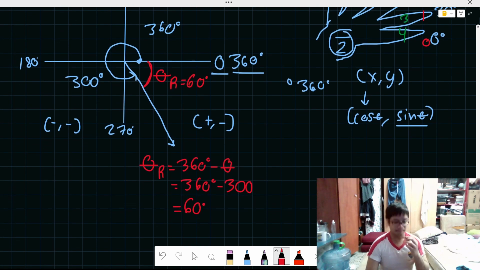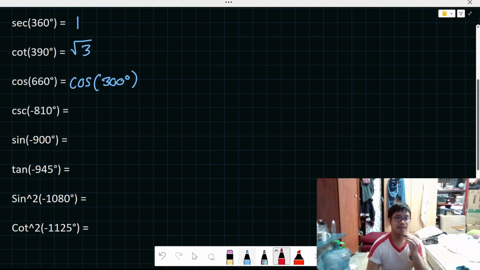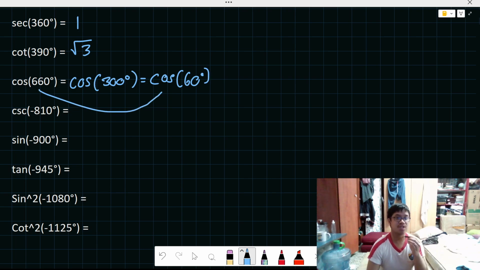So again, remember that cosine is your x and sine is your y. According to this, your x is positive, therefore you will have positive cosine. So we can rewrite this as positive cosine of 60 degrees. In other words, cosine of 660 degrees is just equivalent to cosine of 60 degrees.